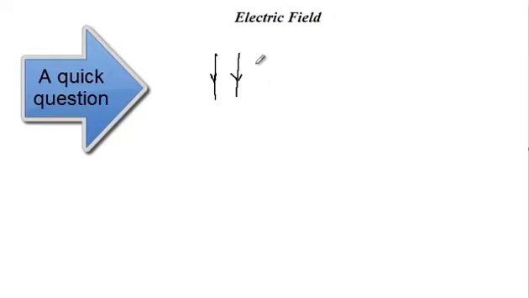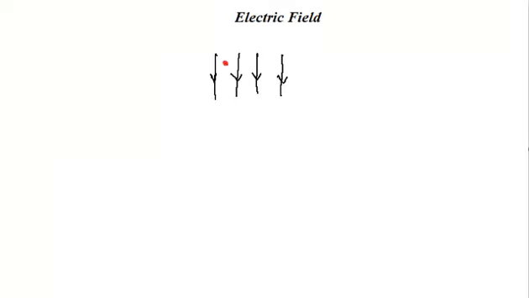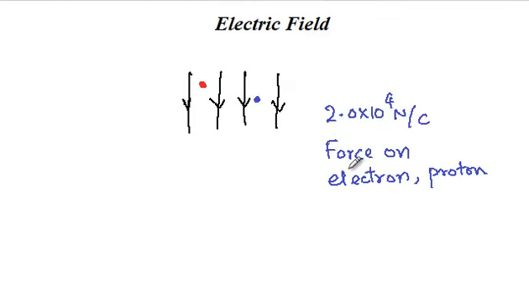A uniform electric field exists in a certain region of space, and an electron and a proton are placed in this electric field of magnitude 2 into 10 to the power 4 Newton per Coulomb. You have to find the force. When you give the direction of the force, don't forget to mention the direction in which the force acts.